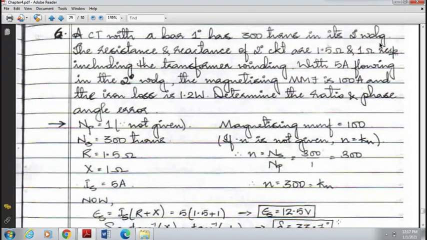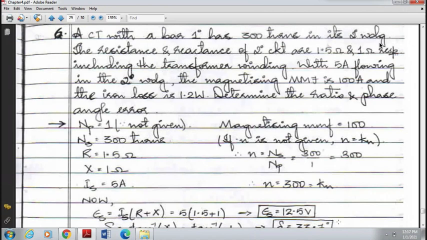So what about secondary winding voltage? What is the equation to find secondary winding voltage? Please note down what are the things that is given. See here, both resistance and reactance of the secondary winding are given. That is R and X, both are given. Note down those things.